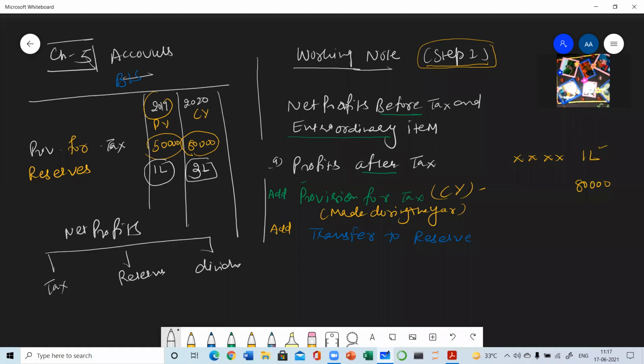So these net profits I have written here. Then I have added back the provision for tax, then added back the transfer to reserves. So what is the amount transferred to reserves? 3 lakh has become now and the previous year it was 1 lakh. So in actual 2 lakh must have been transferred this year. That's why the balance has become this. So again, transfer to reserve means current year minus previous year.